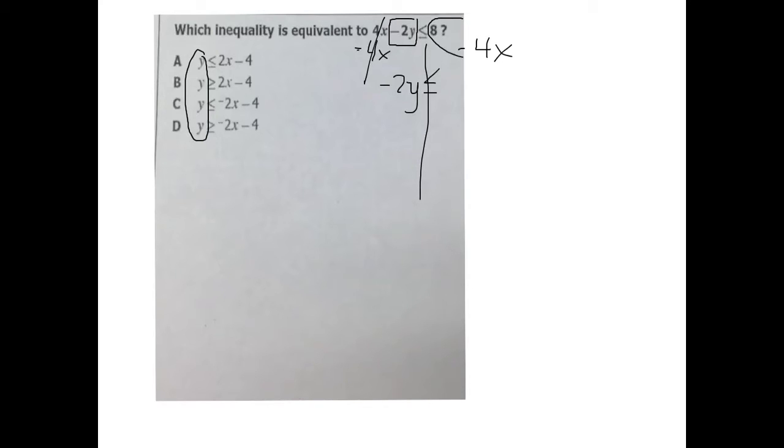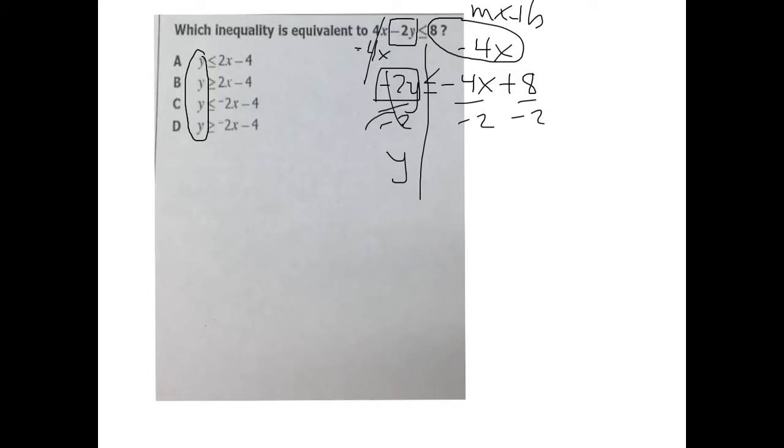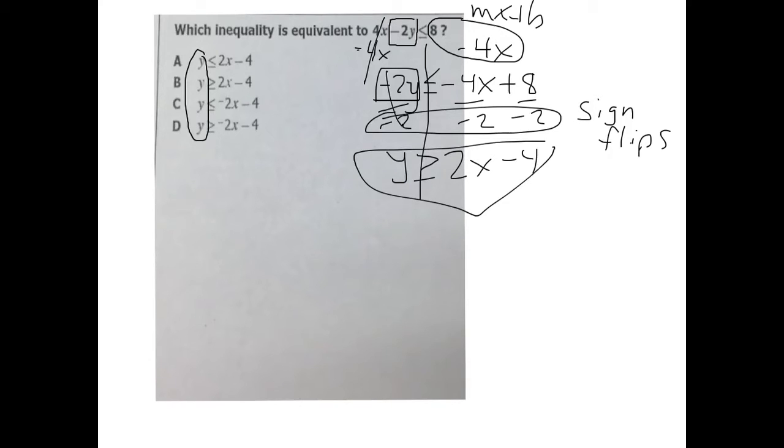We've been writing this in mx plus b form, so we put the negative 4x first and the positive 8 second. Last step, when it's beside it we divide it, so I'm going to divide everything by negative 2. That cancels y. When we divide by a negative, the sign flips. So hopefully you remember that about inequalities. Negative 4 divided by negative 2 is positive 2x. 8 divided by negative 2 is negative 4, and that is our answer.